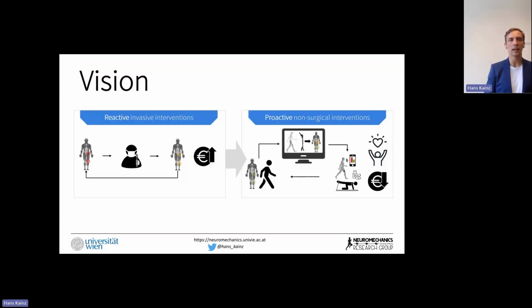So coming back to my vision, I think it would be really nice to move away from the current reactive invasive interventions, because currently we just wait until there is a deformity and then we address it in a surgical way, which is of course also very costly and not very nice for the patients. To move to proactive non-surgical interventions, where we could potentially detect abnormal bony loads before the deformity develops, and then use innovative non-invasive or non-surgical interventions to normalize the loadings and potentially prevent the development of the deformities.